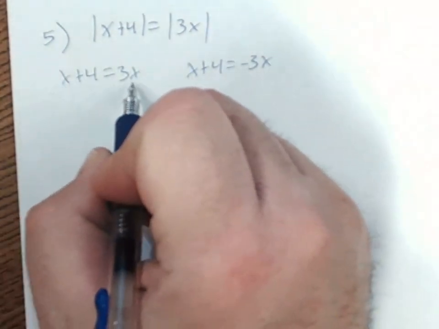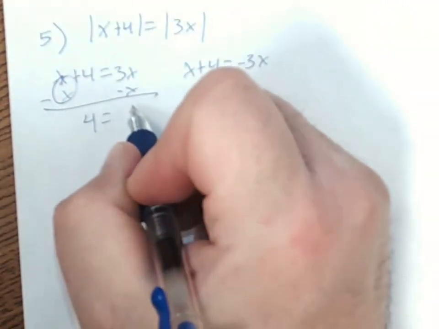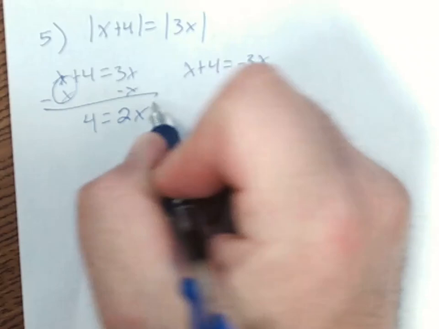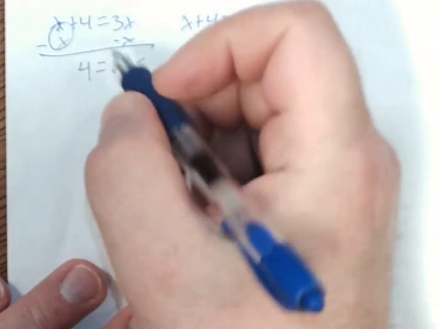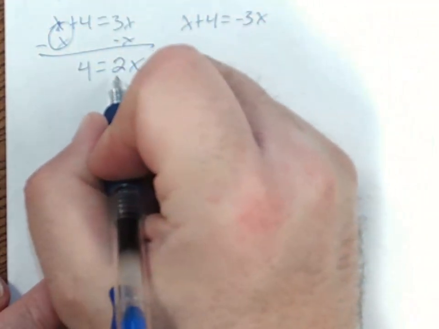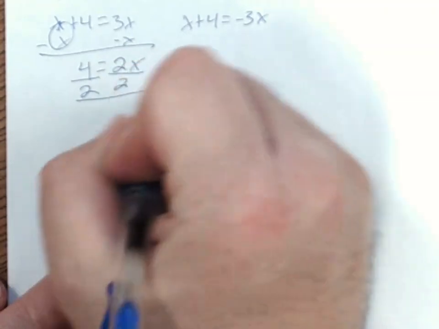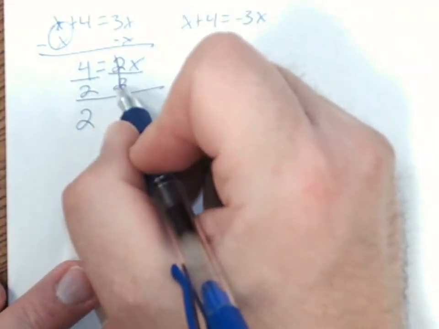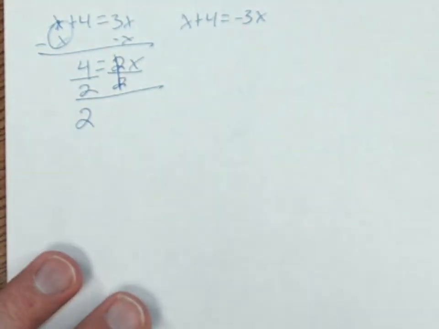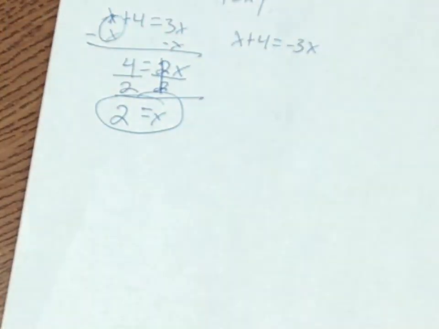Now let's solve this. For this one, x plus 4 equals 3x, I'm going to subtract x. That makes 0 on the left. 0 plus 4 is 4. 3x minus 1x is 2 x's. So I have 4 equals 2 times x. You undo multiplication with division. So I'll divide both sides by 2. 4 divided by 2 is 2. 2 divided by 2 is 1. It simplifies out, and this equals x.